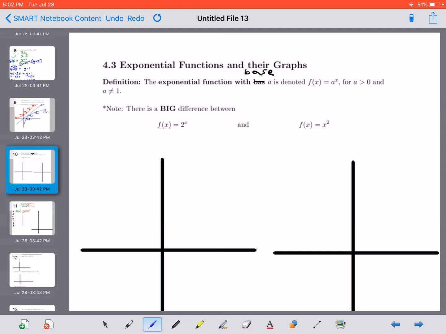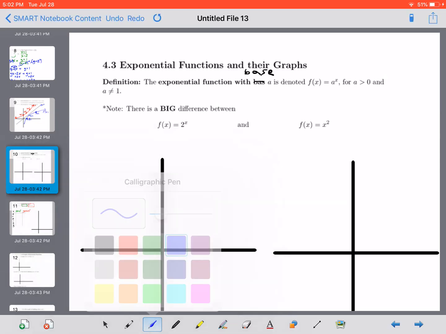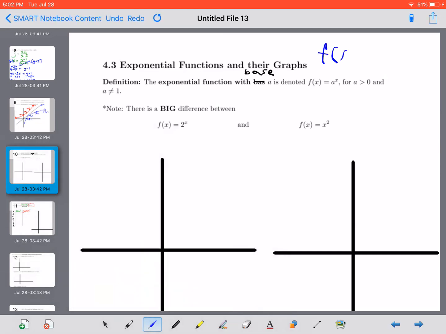The reason why we say that it can't be equal to 1 is that if it was just 1 to the x power, it wouldn't really be an interesting function to us, because no matter what you raise 1 to the power of, you're just always going to get 1. So this is really just a constant function. So we don't really consider the case where f of x equals a to the x has a base of 1, but we'll always assume that a is positive and that it's not equal to 1.